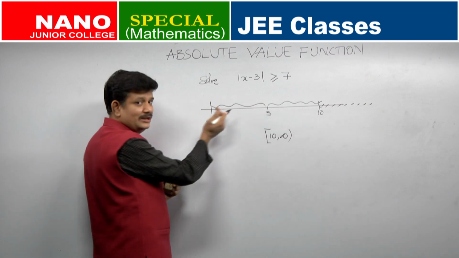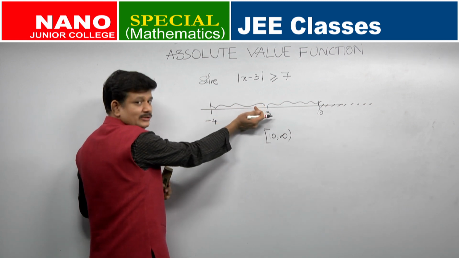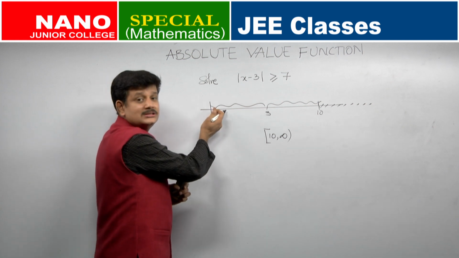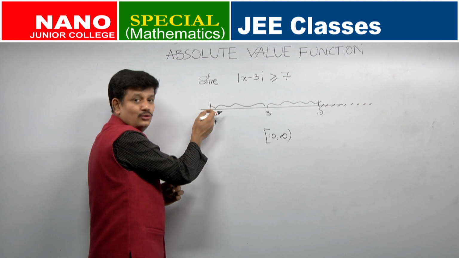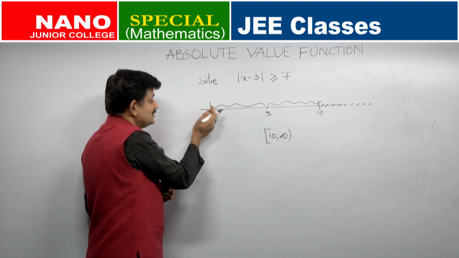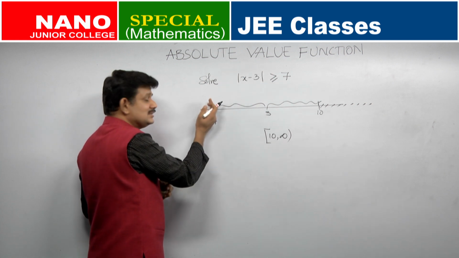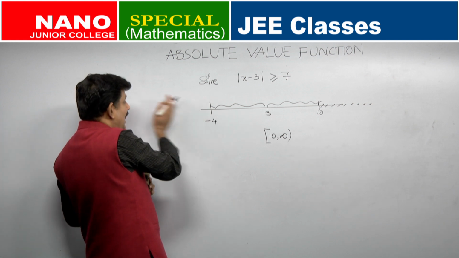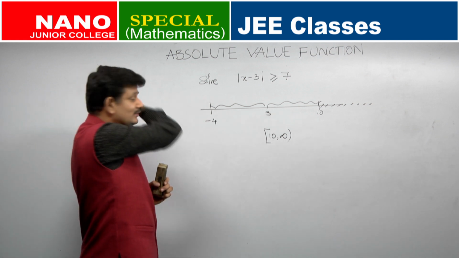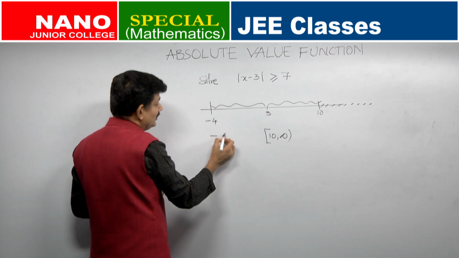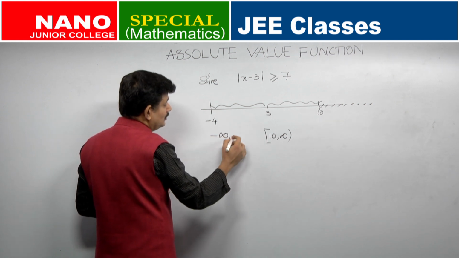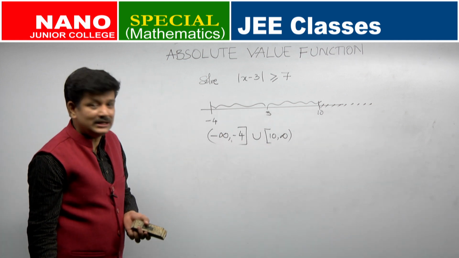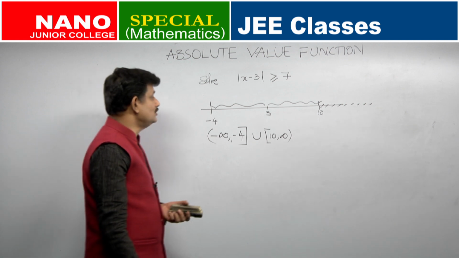So, let me come to the leftwards. I will start moving from 3 leftwards. The distance is slowly increasing. At a certain point, it will become how much? 7. At which point? Minus 4. At minus 4, this distance is equal to 7. What do I want? I want the distance either to be 7 or more than 7. So, I can move still further leftwards. I can move till where? Minus infinity. So, all points from minus infinity till minus 4 will again be part of our answer. So, what is your answer? Minus infinity to minus 4 union 10 to infinity.